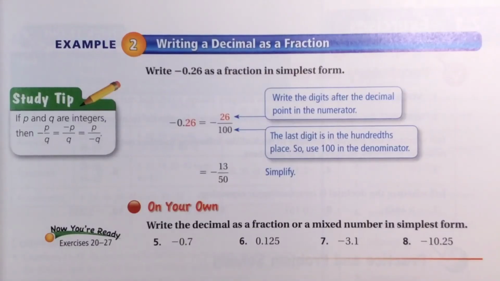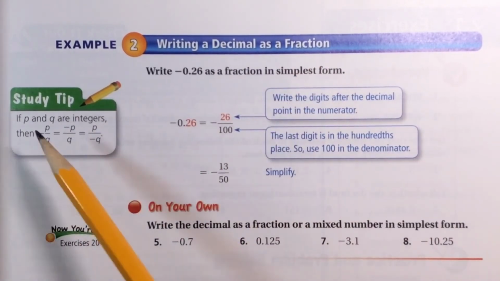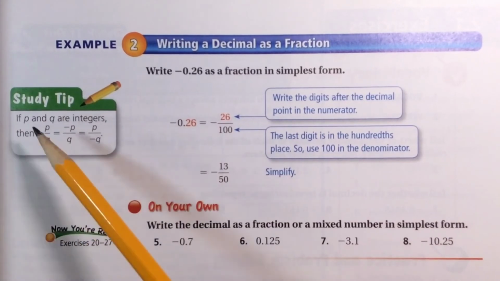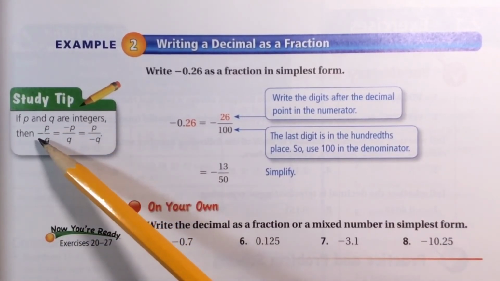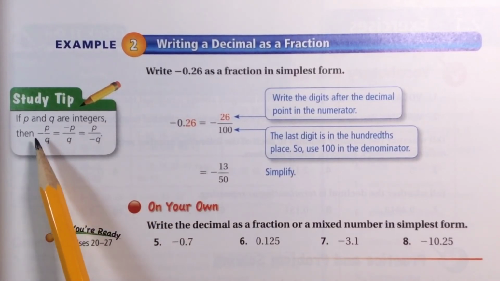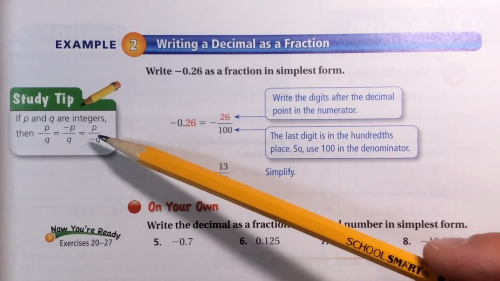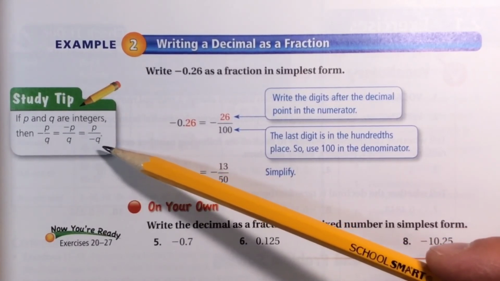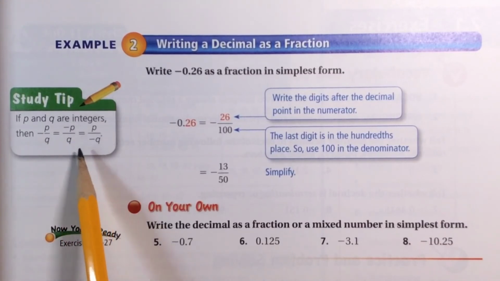All right, well, for example 2, writing a decimal as a fraction. I like this little study tip out here. If P and Q are integers, so they're just saying these are numbers here, you can have the negative out front. That is equal to having the negative in the numerator, and that is equal to having the negative in the denominator. So it doesn't matter if you have the negative out front, up top, or on the bottom.